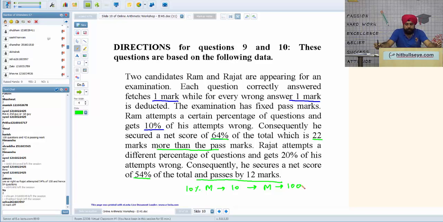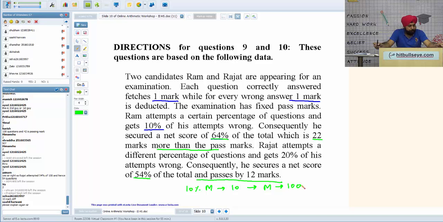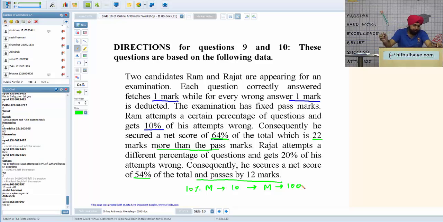If two people have a difference of 10% in their marks and a difference of 10 marks in absolute, this means 10% of the marks are 10. So that means 100% of the marks are 100. So that means the exam consists of 100 marks or 100 questions of 1 mark each. So you all are clear up to this stage, students? 10% is 10. So 100% is 100.